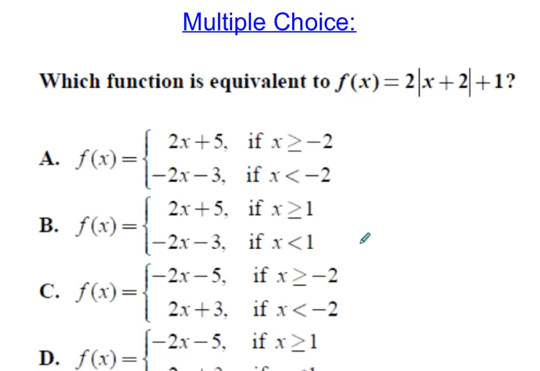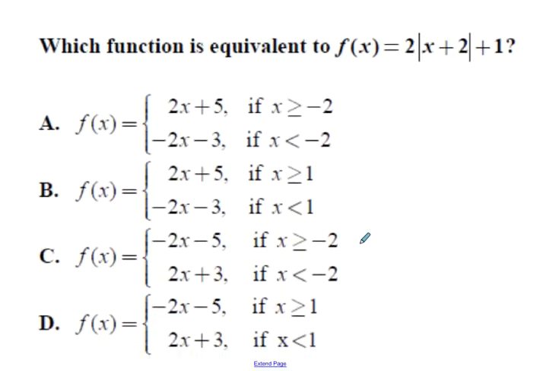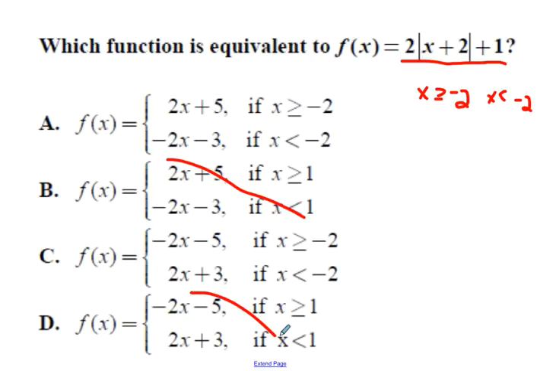Another multiple choice here. If you wanted to do this one, you certainly could. You could do the whole thing out, but honestly, if you just look at what's inside, it's x plus 2. So your two domains, the positive is going to be greater than or equal to -2, and then the -1 would be x is less than -2. So I can already rule out B, because this one's greater than 1, and D, these ones are both wrong. So it's either C or A.